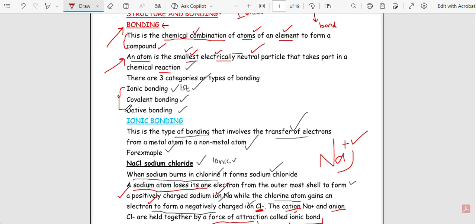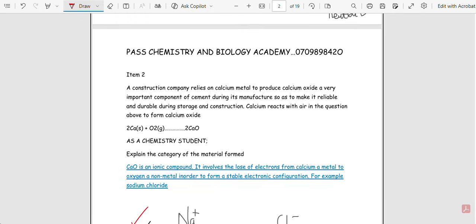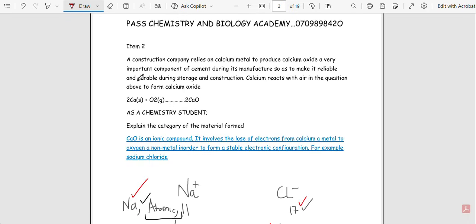Maybe I repeat where we said we were speaking about bonding. We said, what is bonding? The chemical combination of atoms of an element to form a compound. We say it is an atom that takes part in a compound, but we have 3 categories. And for us, we have started with ionic. Ionic, we said, occurs between metal atoms and non-metal atoms. We gave an example of sodium chloride.